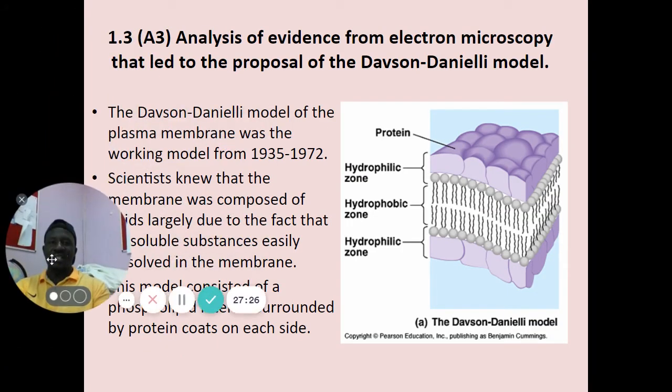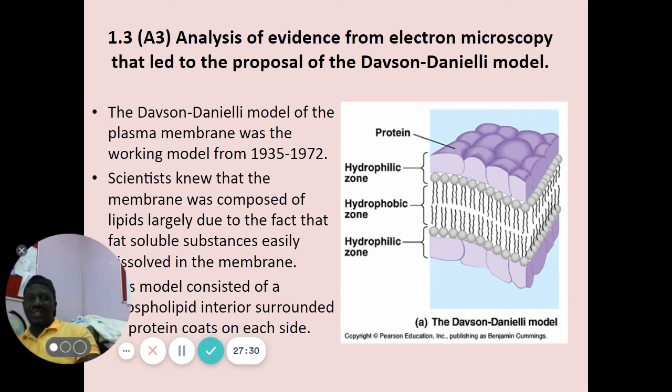We want to analyze the evidence from electron microscopy that led to the proposal of the Davson-Danielli model. The Davson-Danielli model of the sandwich theory, which I explained earlier, is what I want us to look at, from 1935 to 1972. So these scientists came up with this after the discovery of the electron microscope, and they came up with this evidence. Remember, for them, the plasma membrane was a sandwich of proteins on top and then the phospholipid bilayer inside. If you look at this drawing here, it really speaks about what they saw. Proteins are on top, then the phospholipids are in the middle. And that's a sandwich.